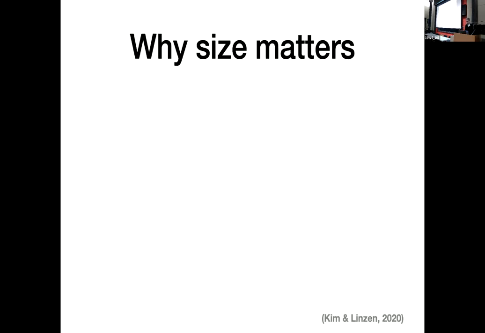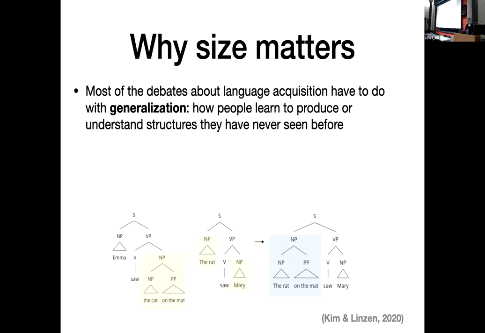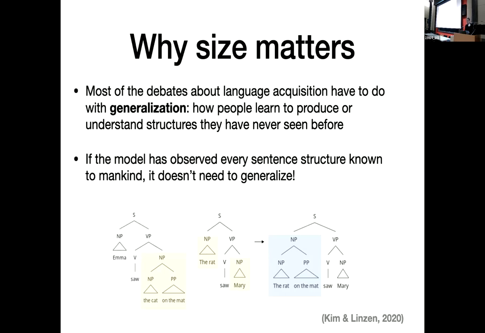So why does the size of the data set matter? Well, I mentioned before that most of the debates in language acquisition are about generalization, about having judgments, understanding, producing sentences that are very different from the sentences that you're exposed to in training. But if the model has observed basically every sentence structure that's known to mankind, it doesn't need to generalize. So you're not testing the same thing that you're testing the humans on.